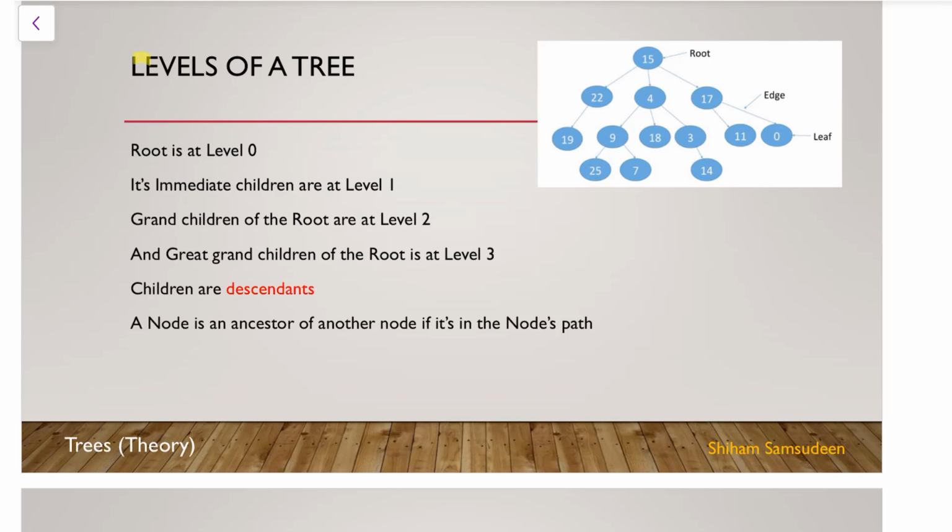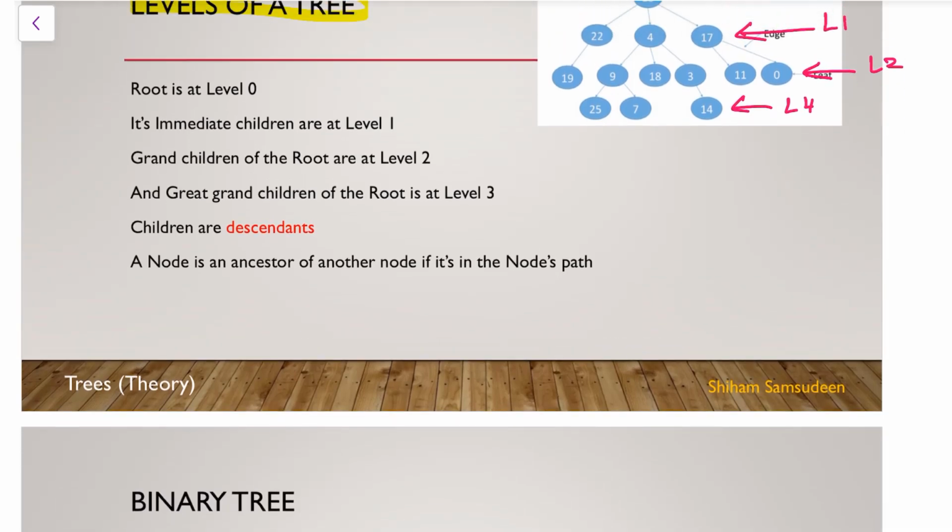And then we have something called levels of a tree. This is pretty simple. So levels of a tree is basically the root level is level 0, L0. And this is the second level, L1. This is the third level, L2. And this is the fourth level, L3. Right? So root is the level 0. Immediate children are the level 1. Grandchildren are level 2. And great-grandchildren are level 3.